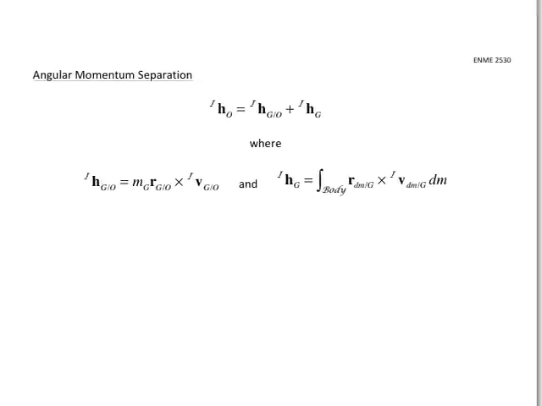Now this expression becomes a lot more useful when we apply the principle of angular momentum separation. And what we're saying with angular momentum separation is that we can divide the total angular momentum into two parts. The first is the angular momentum of the center of mass with respect to an inertially fixed point O, and then add to that the angular momentum of all the differential masses about the center of mass. And we see these expressions here where we have the total mass multiplied times the position vector of the center of mass with respect to point O crossed with its inertial velocity. And then the second part, the angular momentum about the center of mass, is a continuous expression.